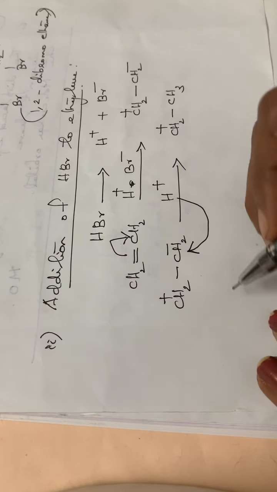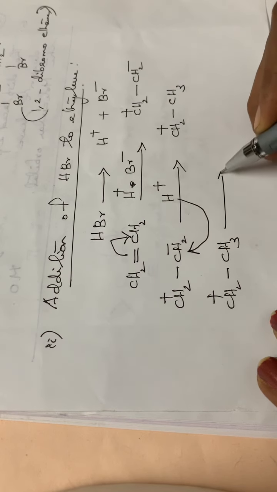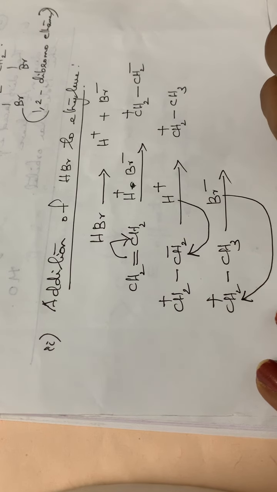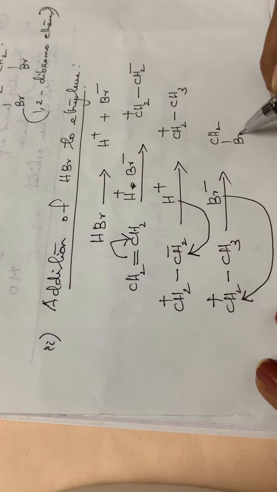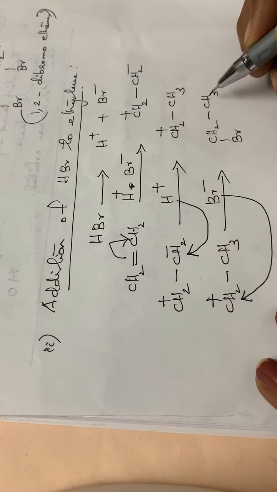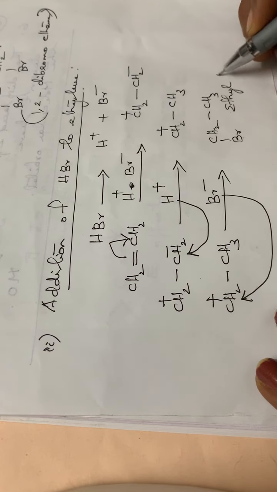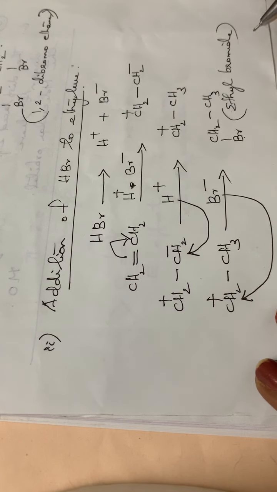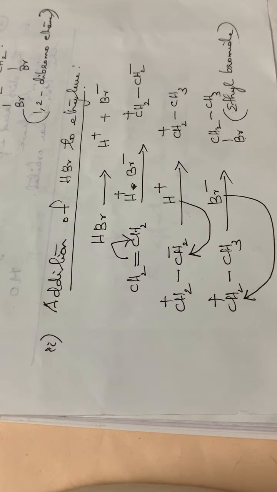Then in the next step, CH2 plus single bond CH3 in the presence of Br minus. So this Br minus will be going to the CH2 plus. So the compound becomes CH2Br, then CH3. That is CH3CH2Br. Okay, the compound is CH3CH2Br. So this compound is ethyl bromide, or 1-bromoethane. Okay, so this is the second application, addition of HBr to ethylene.